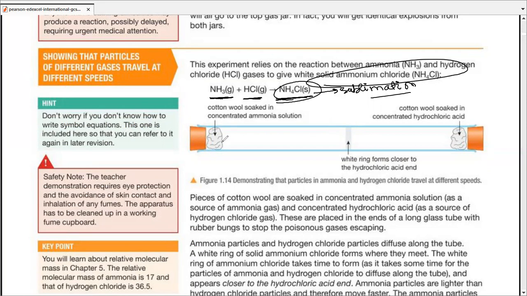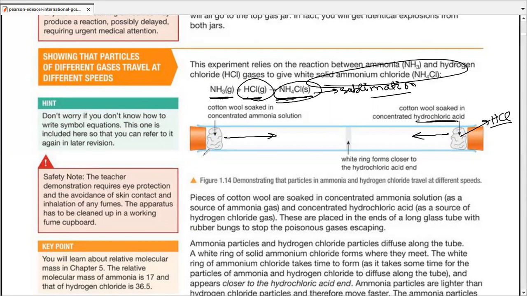We take a long glass tube, open at both ends. We soak cotton wool in concentrated ammonia solution and put it on one end. On the other end, we have cotton wool soaked in concentrated hydrochloric acid solution, or hydrogen chloride. Actually, hydrogen chloride is a gas which is dissolved in water to get the hydrochloric acid solution, so it has the same formula over here. This one is also soaked in HCl. Now, the gases would diffuse from this point to this point.